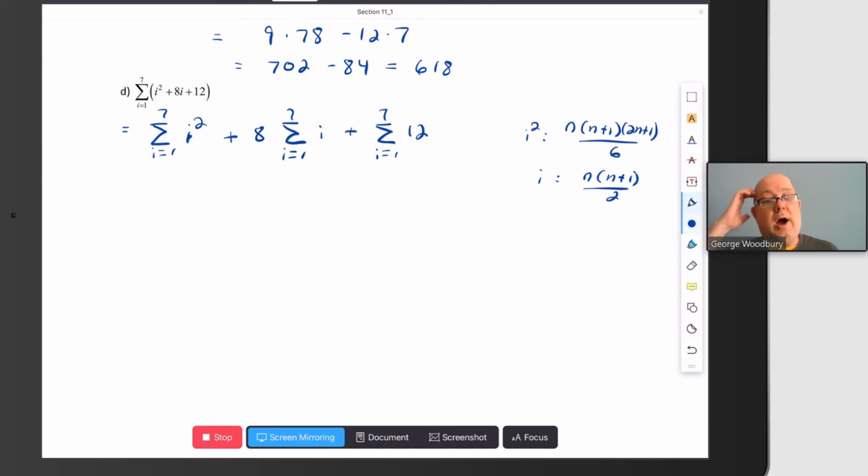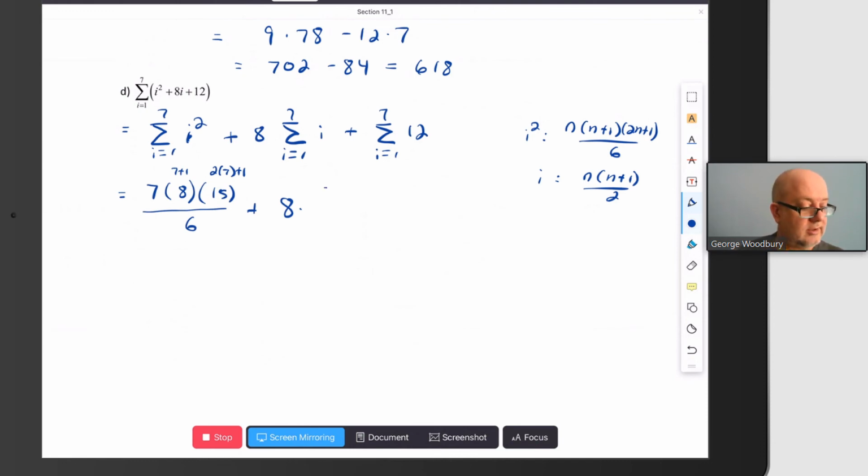So for i squared, that's n, 7, times n plus 1, which is 8, times 2n plus 1, which is 15. And that's all going to be divided by 6, plus 8 times, for i, it's n times (n plus 1) over 2, so that's 7 times 8 divided by 2, plus we're going through this sum 7 times, we're adding 12 7 times, so that's 7 times 12.